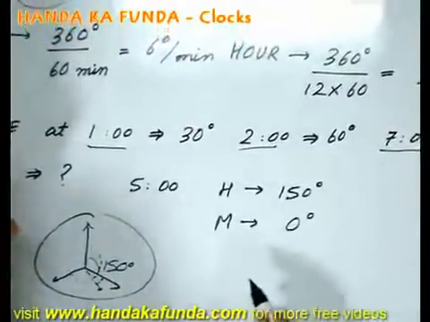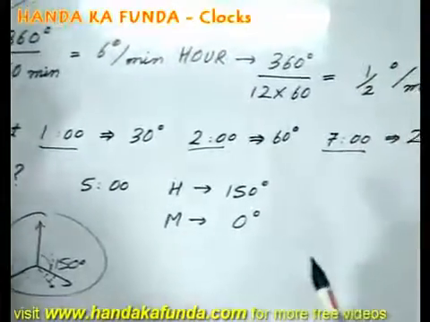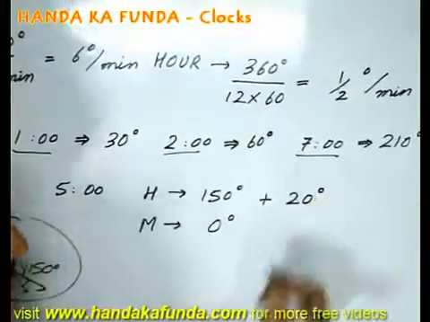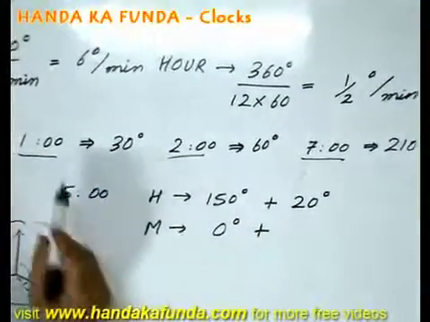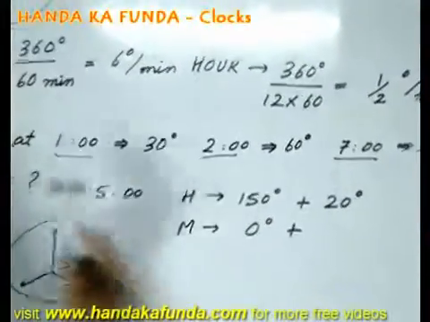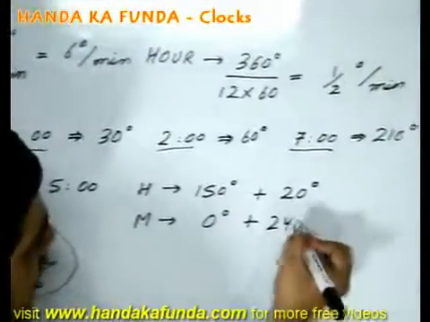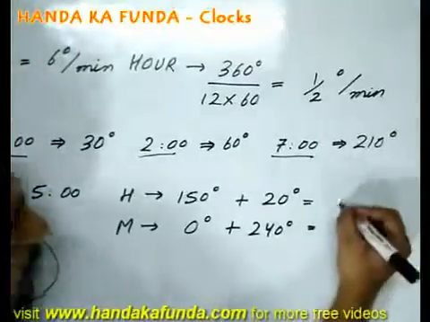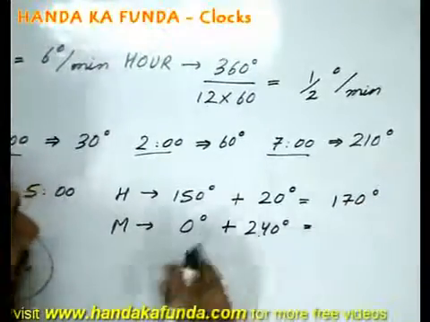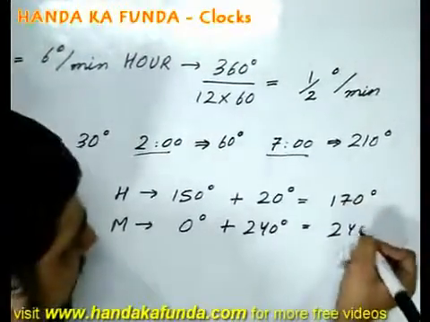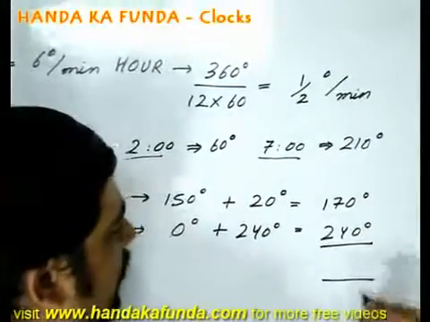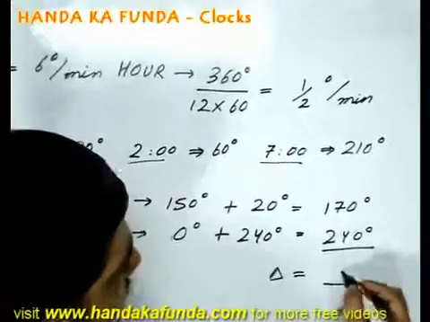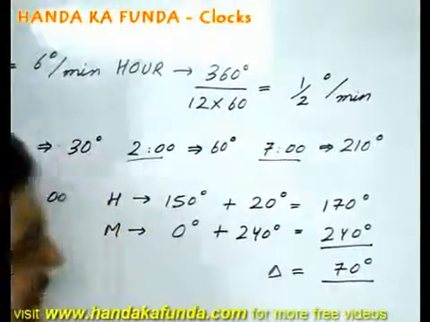Hour hand will move how much? Hour hand moves at half a degree per minute. So in 40 minutes, it will move 40 into half or 20 degrees. The minute hand moves at the rate of 6 degrees per minute. So it will move 40 into 6 or 240 degrees. So their final positions are going to be the hour hand will be at 170 degrees and the minute hand will be at 240 degrees. The difference of those two, which is 240 minus 170, that is effectively 70 degrees, will give me the angle at that point.